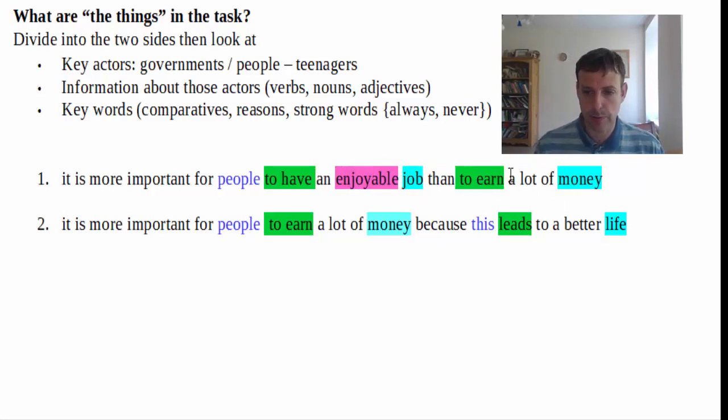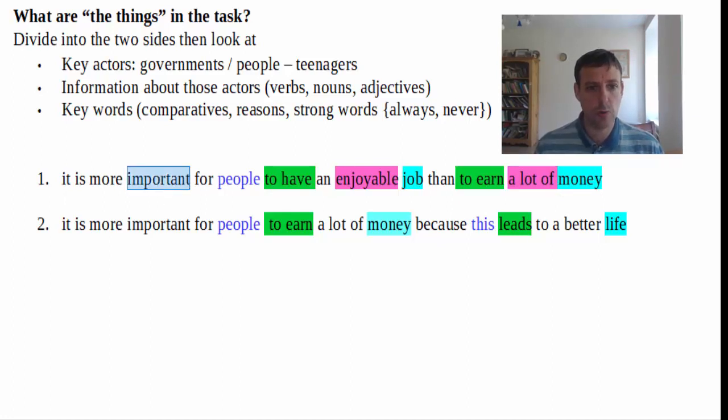Okay, next one, and this is a big one. Look at that. An adverb. Earn a lot of money. Or is it an adjective? Anyway, I call it a describer. A lot of money. So it's not good money. It's a lot of money.